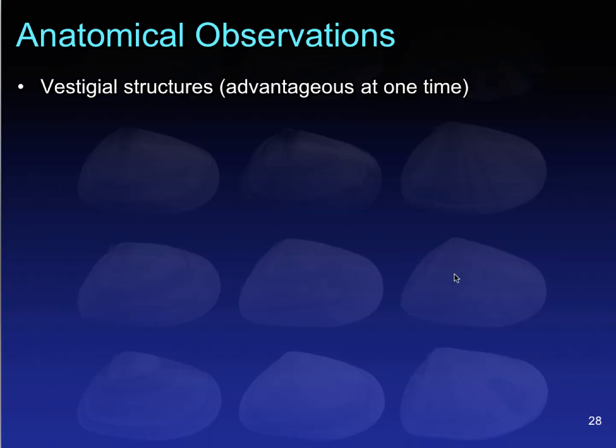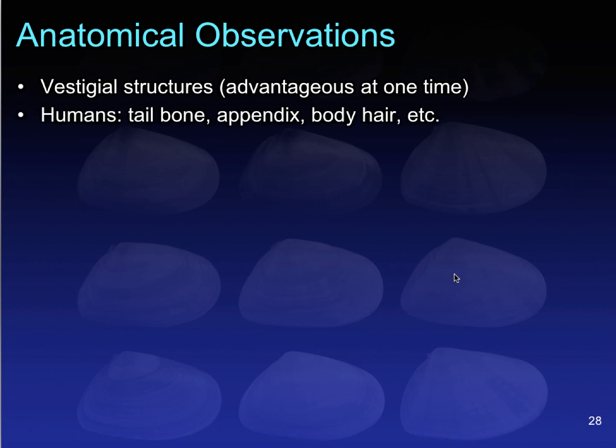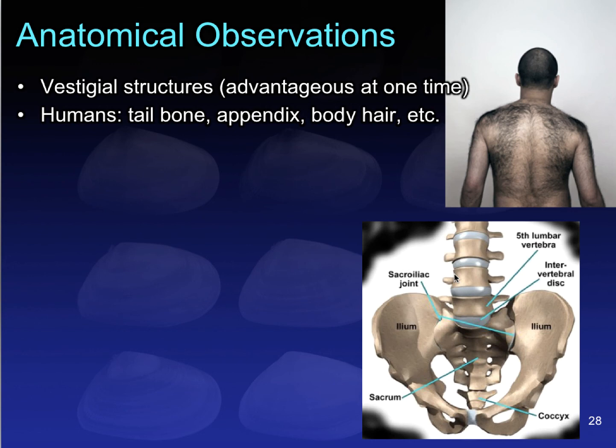Now, another anatomical observation, vestigial structures. Vestigial structures are structures in your body and in the body of other organisms that appear to have had an advantage in the past, but don't have an advantage now. Some examples in humans include the human tailbone, your appendix, human body hair, and a few other examples. Clearly, we don't have an extensive tail anymore.